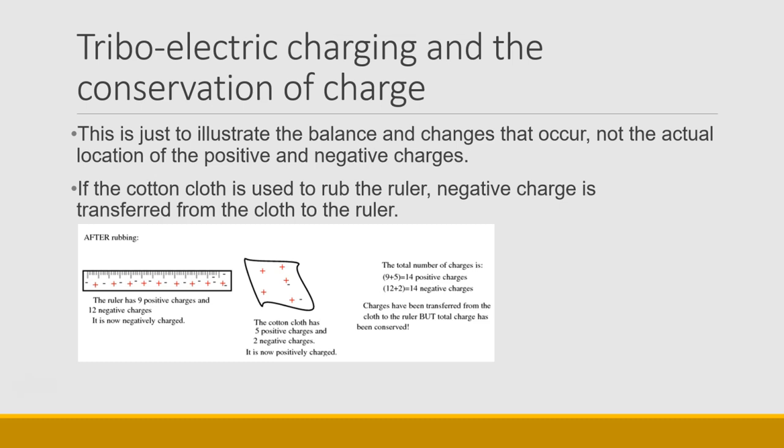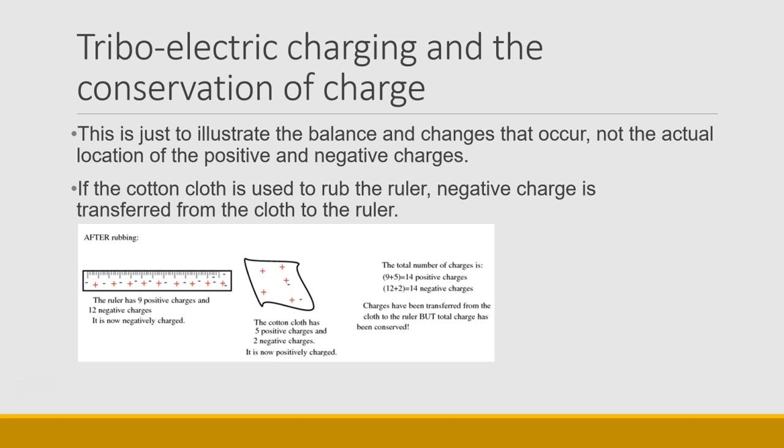Now, if the ruler and the cotton cloth are rubbed together, then negative charge would get transferred from the cloth to the ruler. Now, your next question would be, well, how do I know which material transfers the electrons and which material gains the electrons? And that we'll come to in a moment.